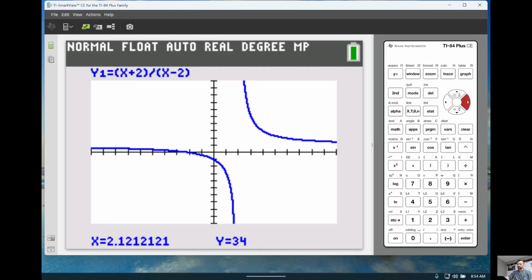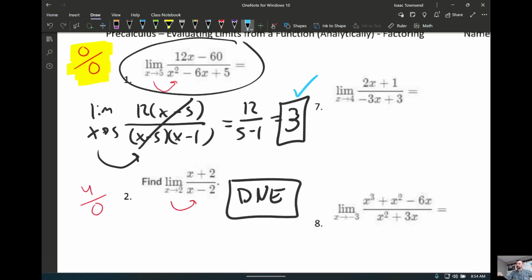Move the cursor to the right of 2 to think about what y value is approaching as x approaches 2 from the right. And it's way up here. It's approaching positive infinity. If it's approaching something different on the left and something different on the right, that limit does not exist. It has to approach the same number on the left and the right.